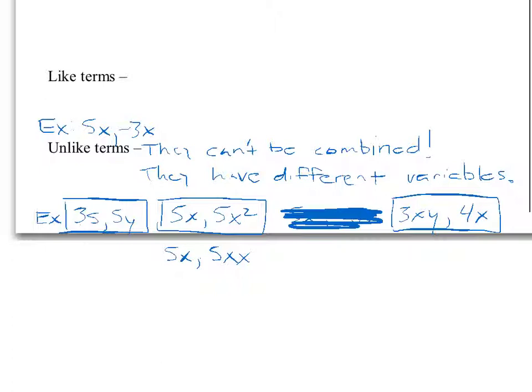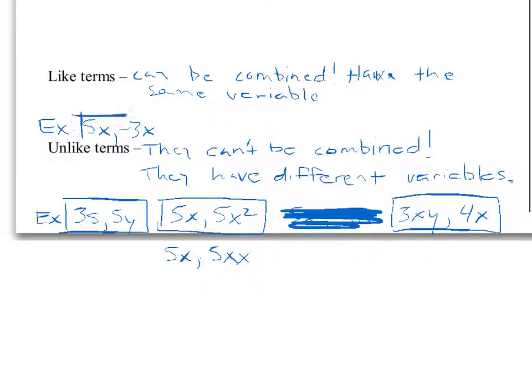Judea, what was your definition that you had for like terms? Okay, so these can be combined. And sorry, I interrupted you. What was that second part you said? They have the same variables. They can be combined and they have the same variables. So, let's come up with some more examples. Let's come up with some interesting examples.